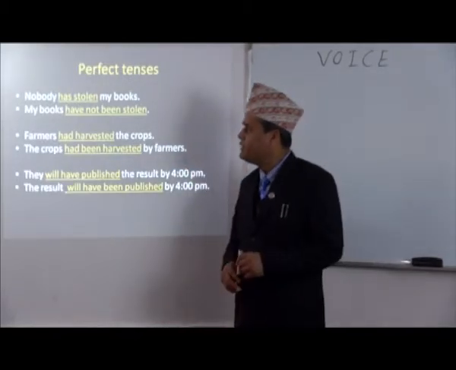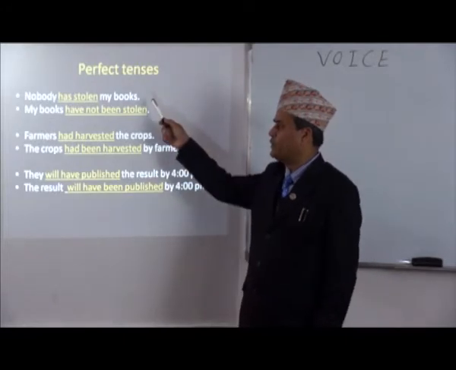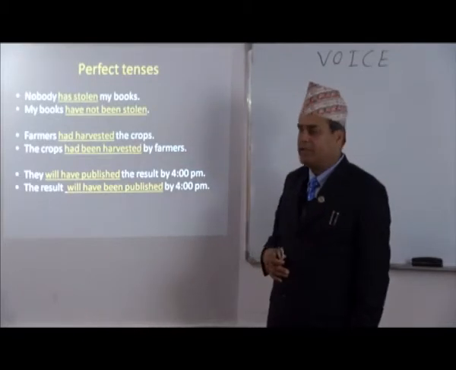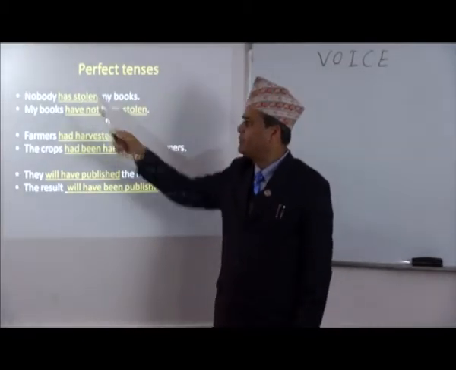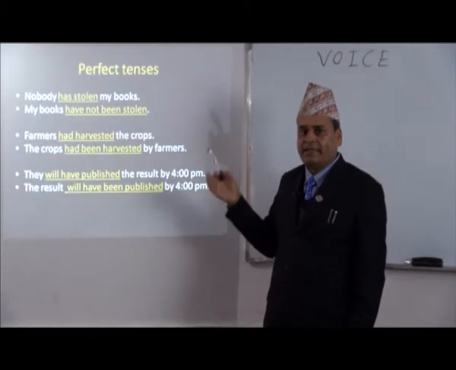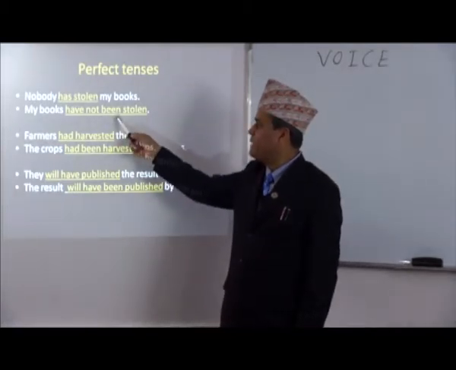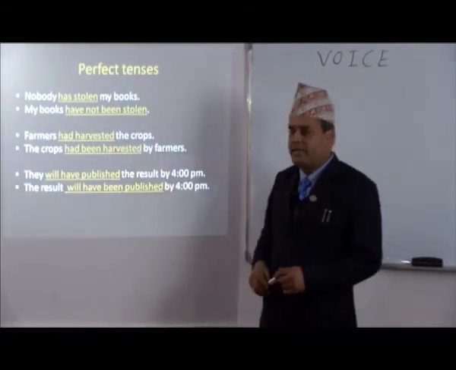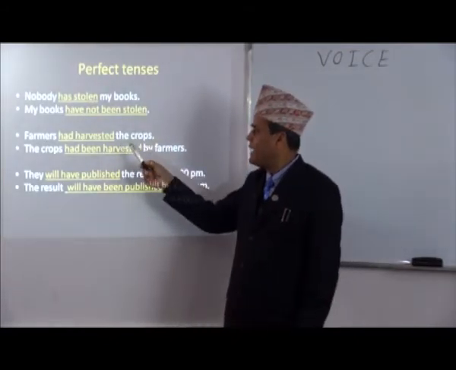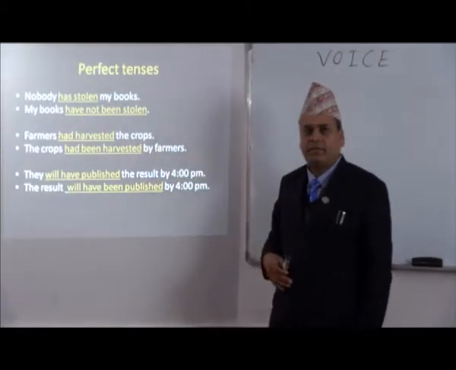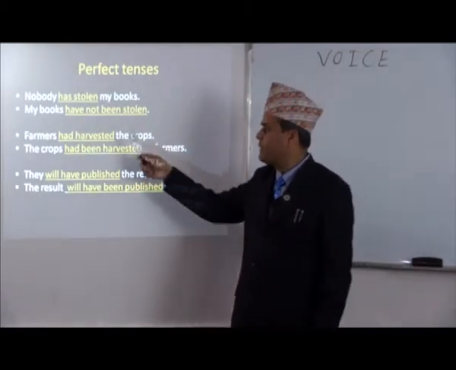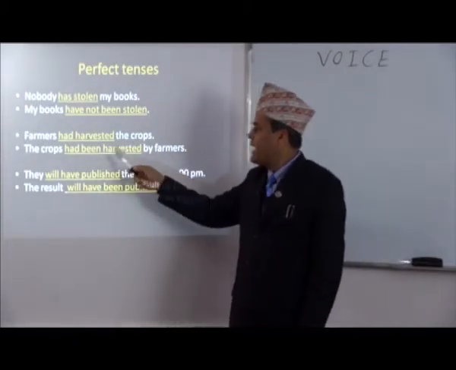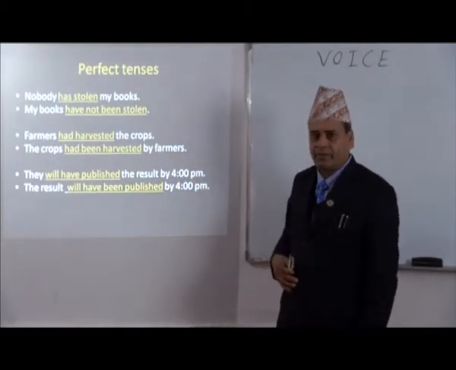Now, let's have a look at the perfect tense. The sentence here is, nobody has stolen my books. My books have not been stolen. In this case, we are using not because the subject is nobody, that is negative. We are using been here in perfect case. Let's look at the next example. There we find farmers had harvested the crops. This is the past perfect tense. In this perfect tense, we use been, it is clear, and the crops had been harvested by farmers.